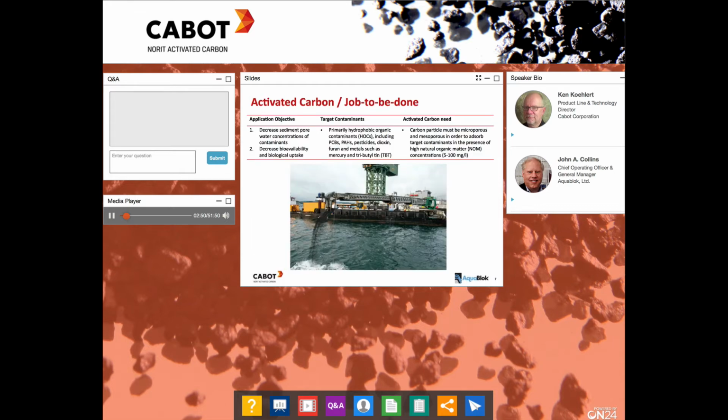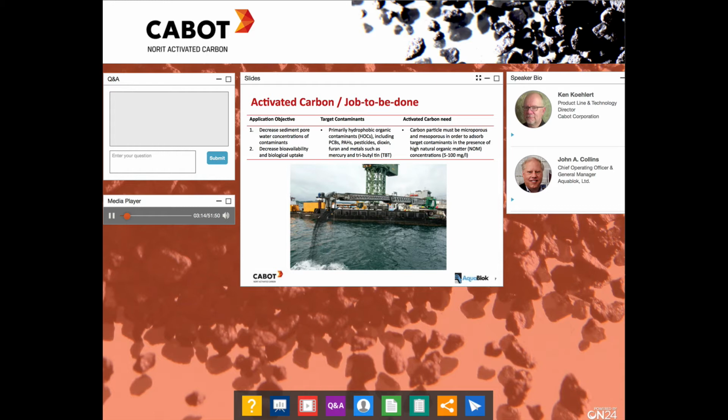When applying amendments, such as activated carbon, a key difference from conventional cleanup methods is that we are focusing on pore water concentrations of contaminants. This is versus bulk chemical concentrations. This is because we know that both ecological and human health risks come from the bioavailable fraction of these contaminants.